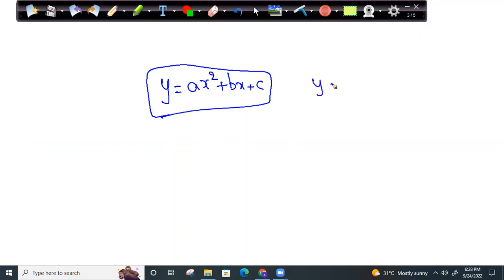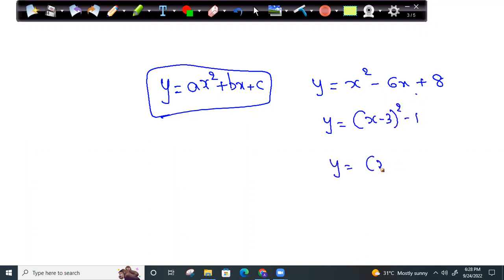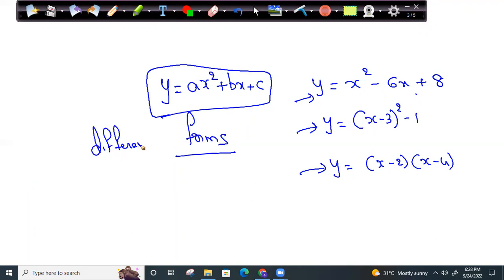Suppose I take y is equal to x square minus 6x plus 8. I can also write this as y is equal to x minus 3 whole square minus 1. I can also write this as x minus 2 into x minus 4. See, same forms. Your name, your nickname, the way your best friend or parents call you. These are called different forms. Different forms of the quadratic function, which is most important.